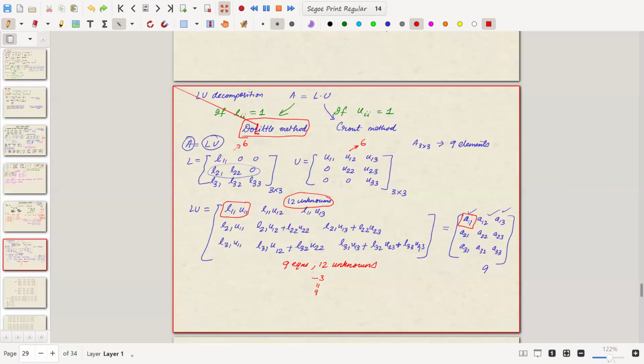So now what do you have? Now what is the scenario in Doolittle? In Doolittle, now you have 9 equations with 9 unknowns. You can easily solve this.